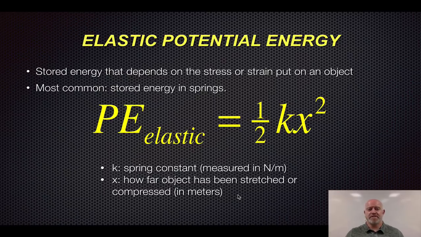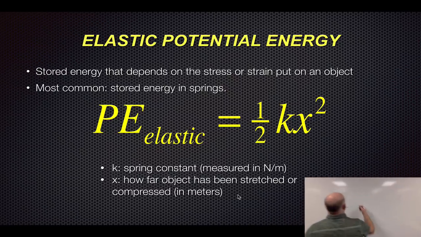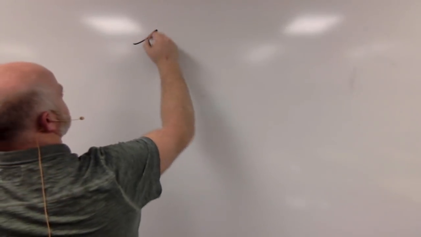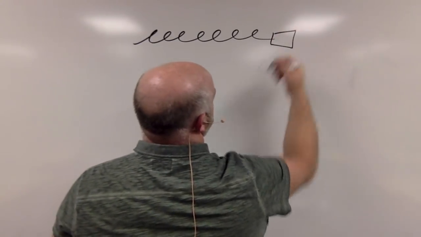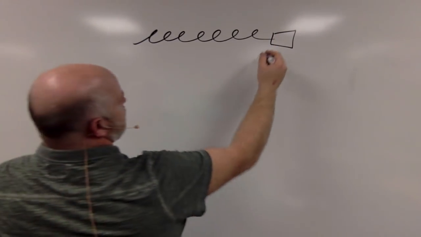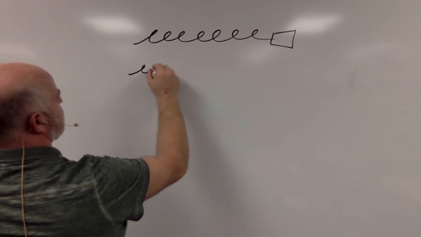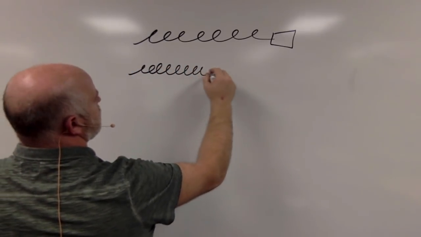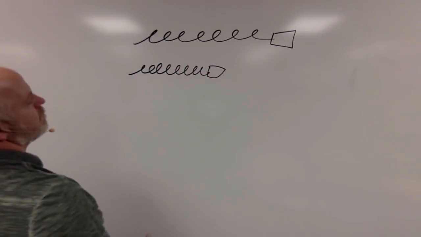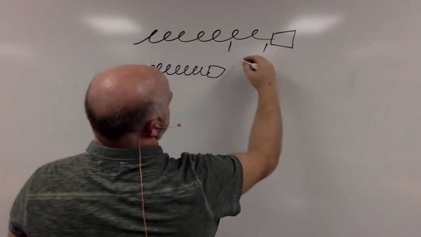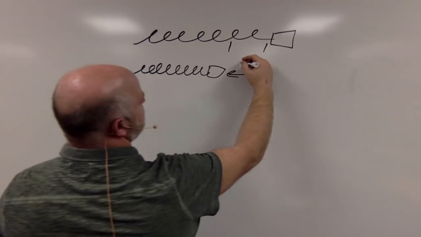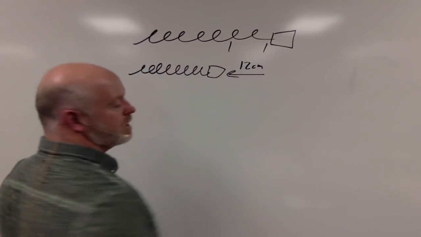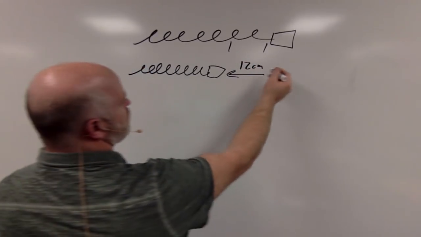So let's do a little practice problem on the board just to get an idea how that would work. Let's say I had a spring, and on the end of it I have a block. If I were to compress this spring, so I compress it a distance from here back to here. Let's say I compress that 12 centimeters.